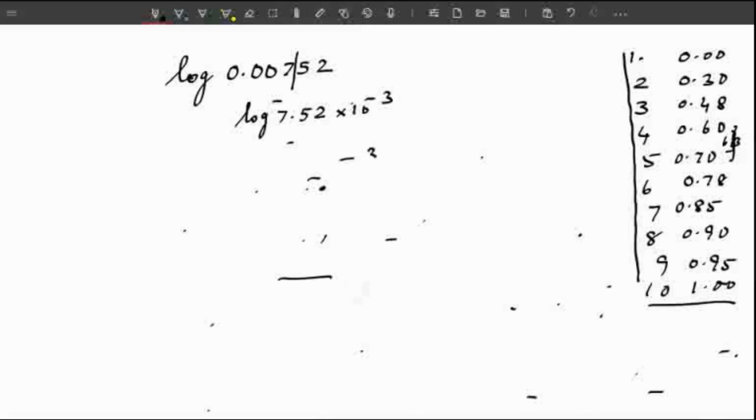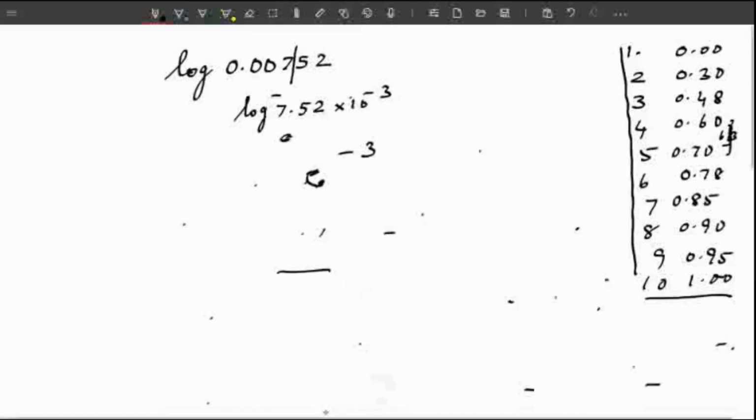0.00752. And here also our principle is one digit, one decimal. Therefore, here 1, 2, 3. Therefore, the number can be written as log of 7.52 into 10 power minus 3, and log of 10 power minus 3 is equal to minus 3.